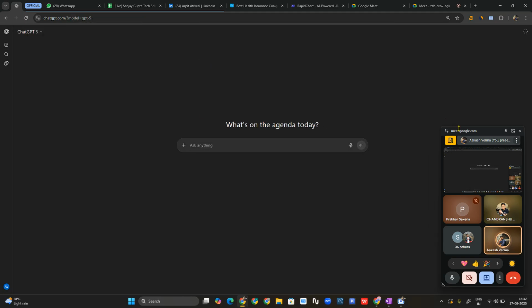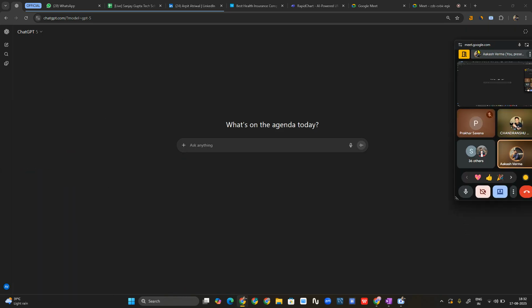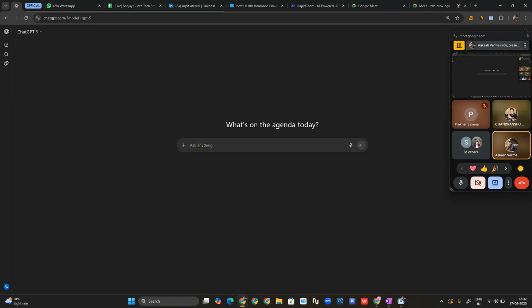I hope my screen is visible properly. The result may vary because right now I am using ChatGPT 5, the premium version. If you use the premium version you will get the same output, otherwise it may differ a little. First of all, in ChatGPT there are different kinds of prompts available. You can Google how many types of prompts there are.